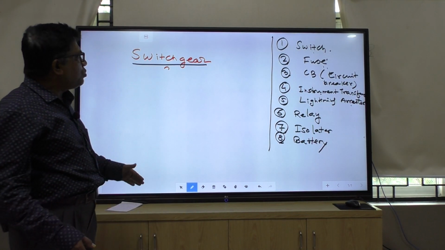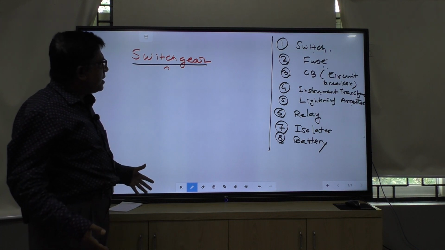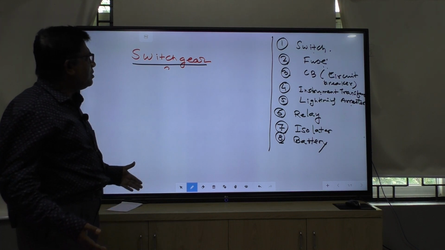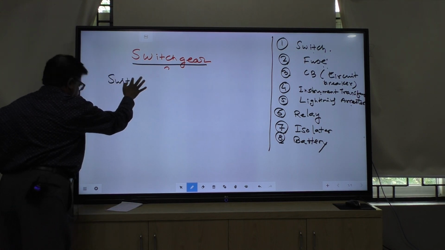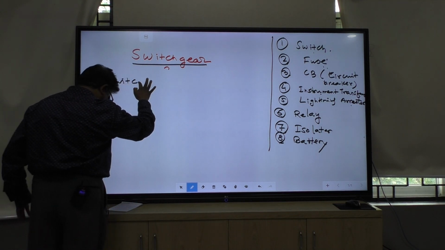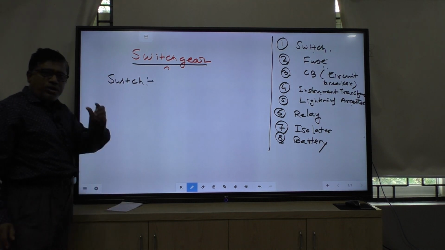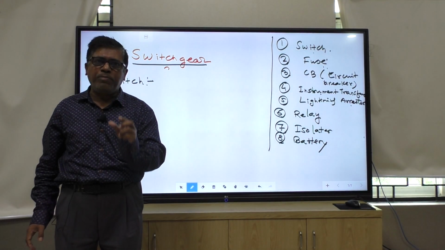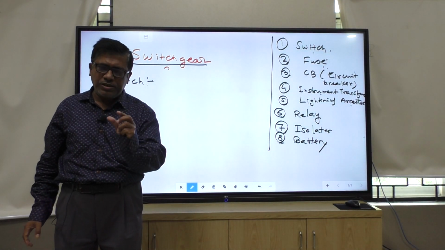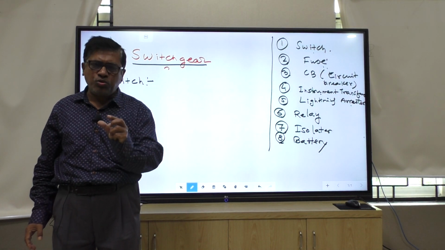So before going to switchgear and protective device in detail, first I will tell you what is a switch. A switch is used for switching and interrupting. We are doing switching and we are doing interrupting. What is the meaning of switching?